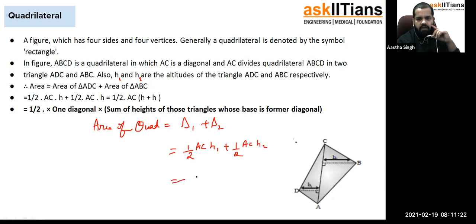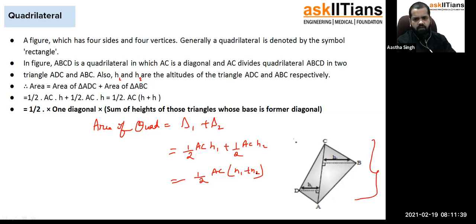So half AC will be common in your H1 plus H2. You don't need to keep this in mind, just see what I'm doing. In case of a question, you can easily do that. So the area is one diagonal into the sum of heights of those triangles. I think the point is clear, right?